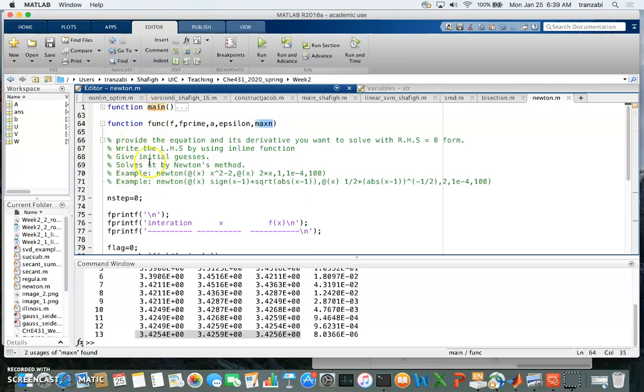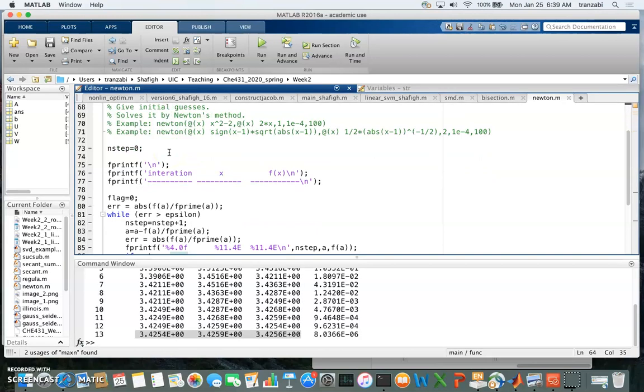So I have some comments for you to read. If you watch this video, you can pause it and take a look at this. Anyways, so the first part of that function is just printing the headers again. I'm going to have my iteration number, I'm going to have my x, I'm going to have my f of x, I want to see how f of x goes to 0.